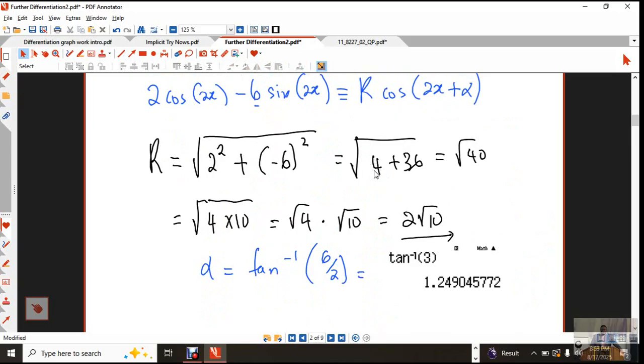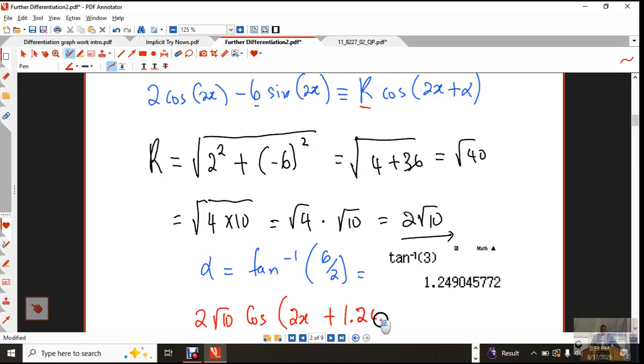So our R is this, so that is 2 root 10 cos of 2x plus, well, I'm just going to write this. They're saying you must write it to 4 significant figures. I'm just going to write it as 1.249045, for example. And that should equal to something.